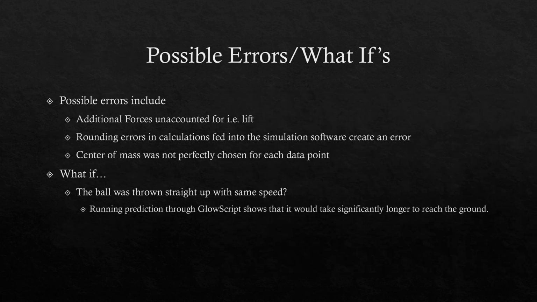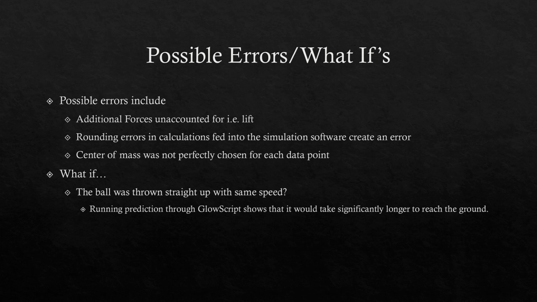Possible errors and what ifs. Possible errors include additional forces unaccounted for, for example, lift, which does seem to be the case. Rounding errors in calculations led to accumulating errors that created some significant differences in our numbers. And I may not have chosen the proper center of mass for our Tracker data.